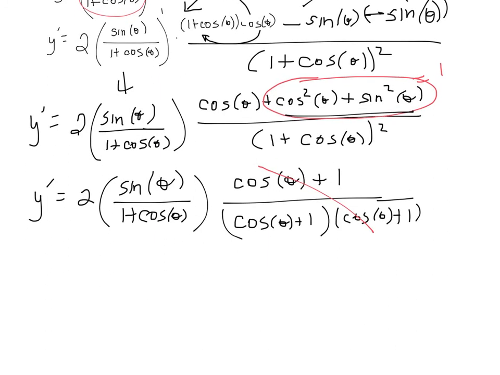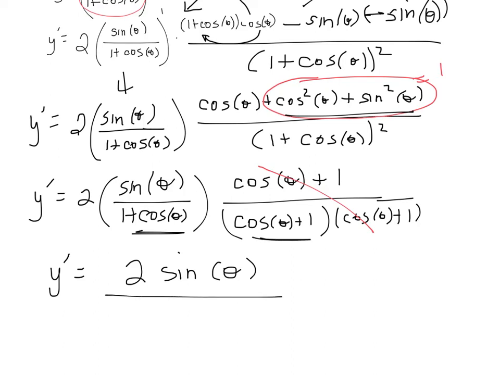And so I end up with 2 times, all I have on the top is the sine, and on the bottom, notice I have 2 of these left, so whichever order you want to write it in, squared.